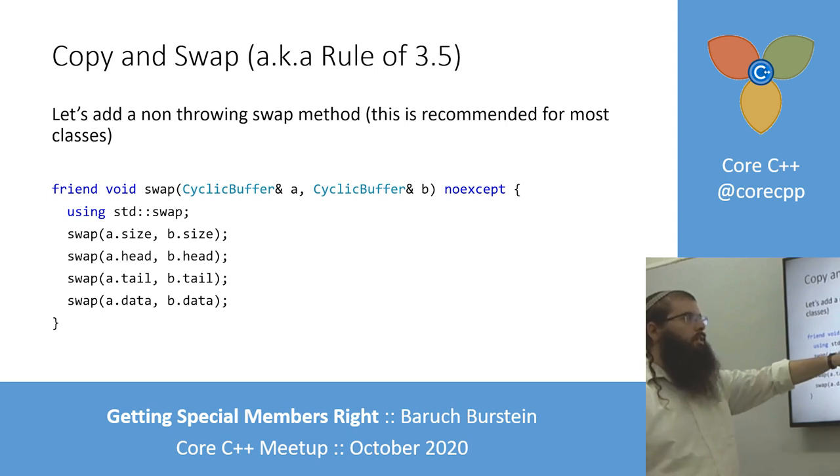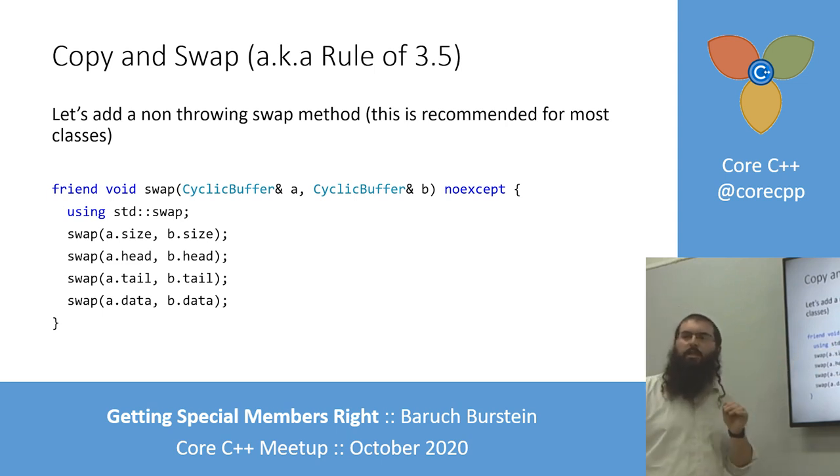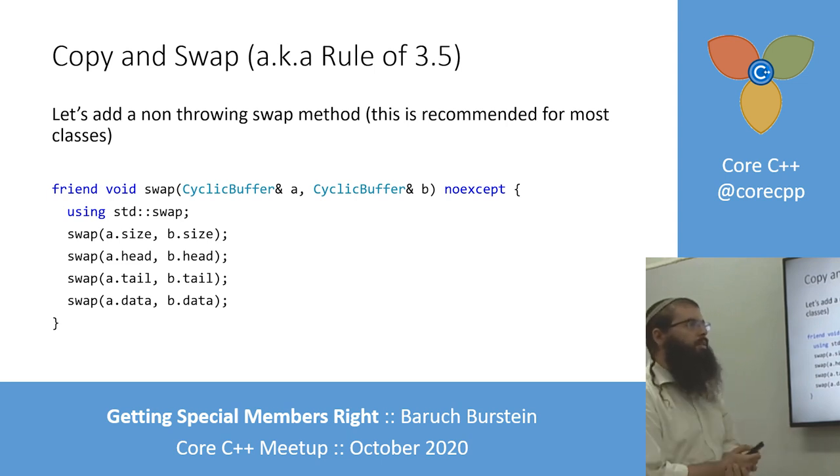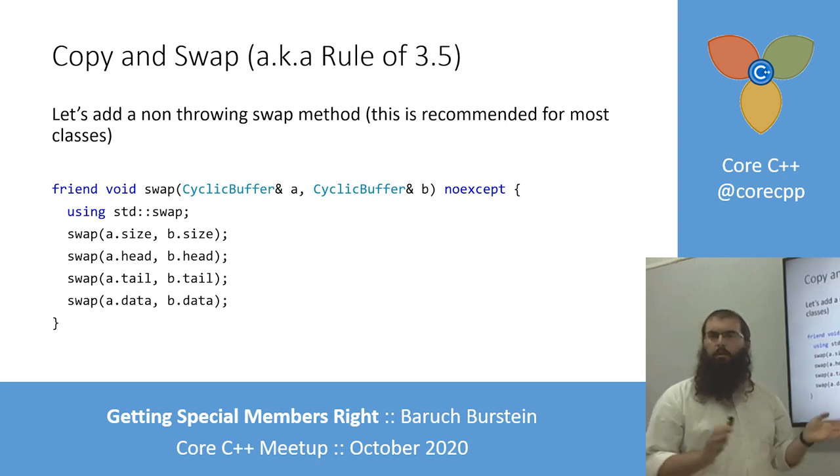Just for context, noexcept does not actually mean that the function doesn't throw exceptions. Contrary to popular belief, noexcept just means that if the function does throw an exception, I'm all right with calling std::terminate.